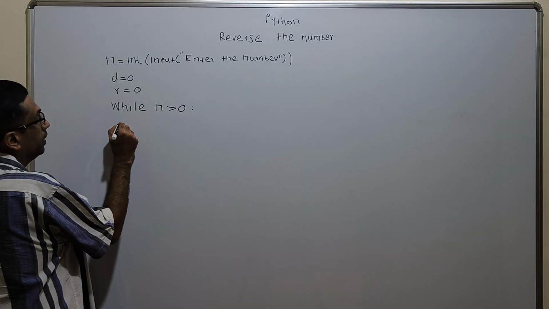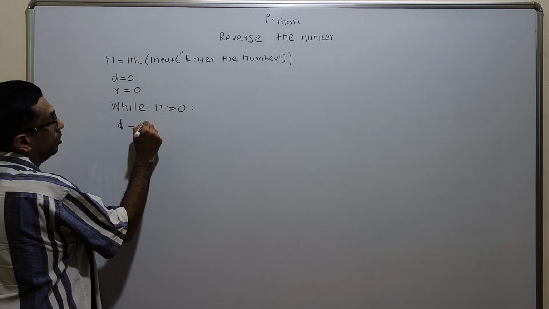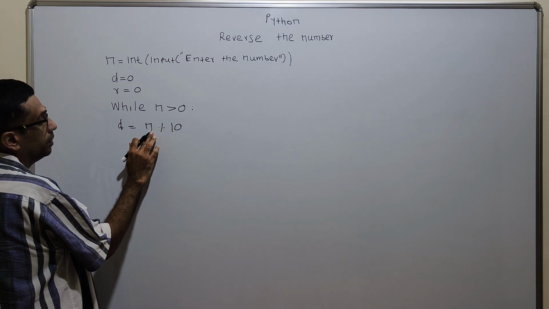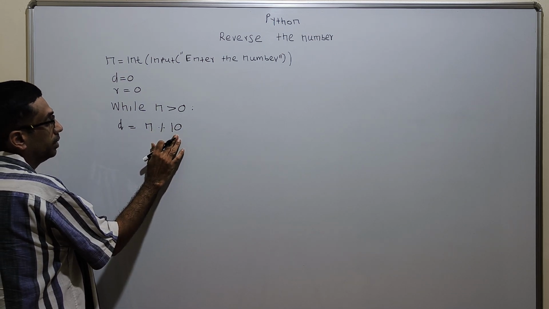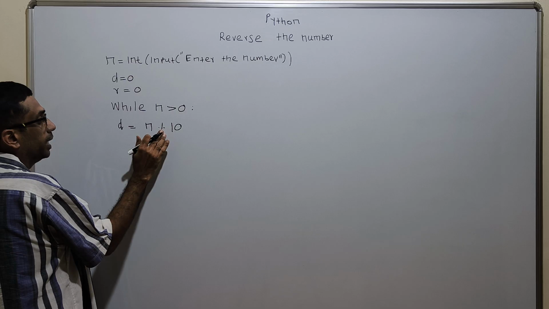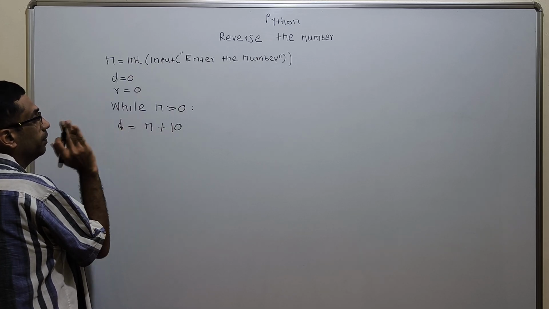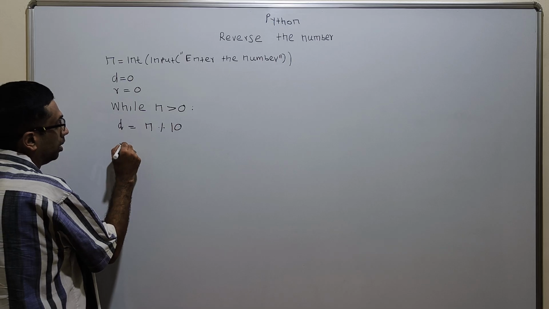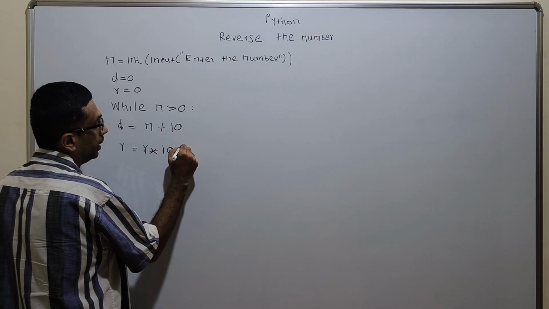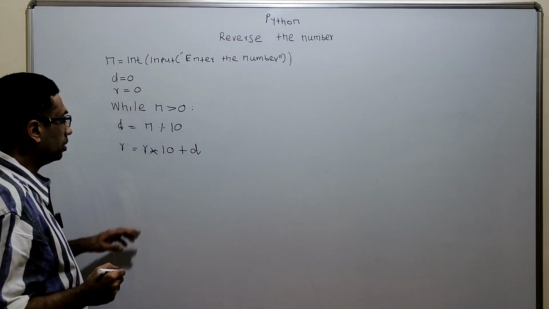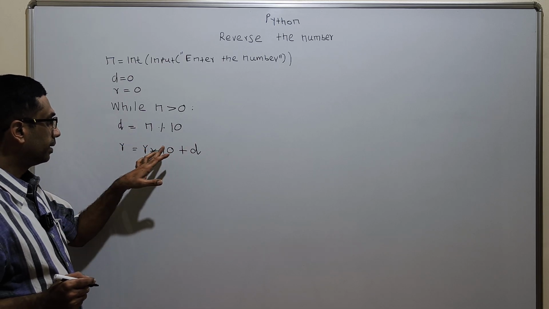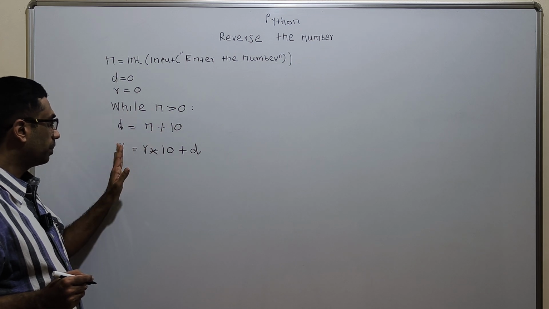So now the variable d equal to n modulo 10. The modulo operator divides the variable n by 10 and returns the remainder to the variable d. Now r equal to existing value of r multiplied with 10 plus d. So the existing value of r is multiplied with 10, the remainder is added, and the total is stored in the variable r.